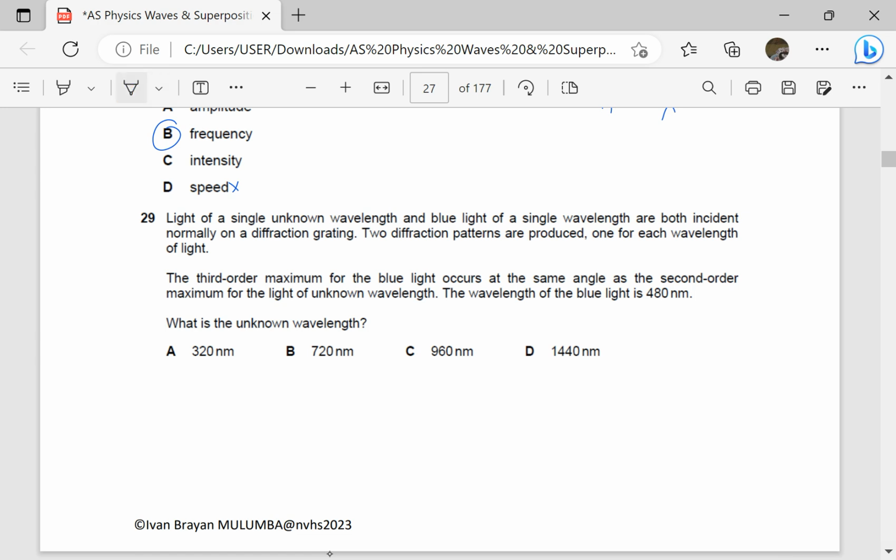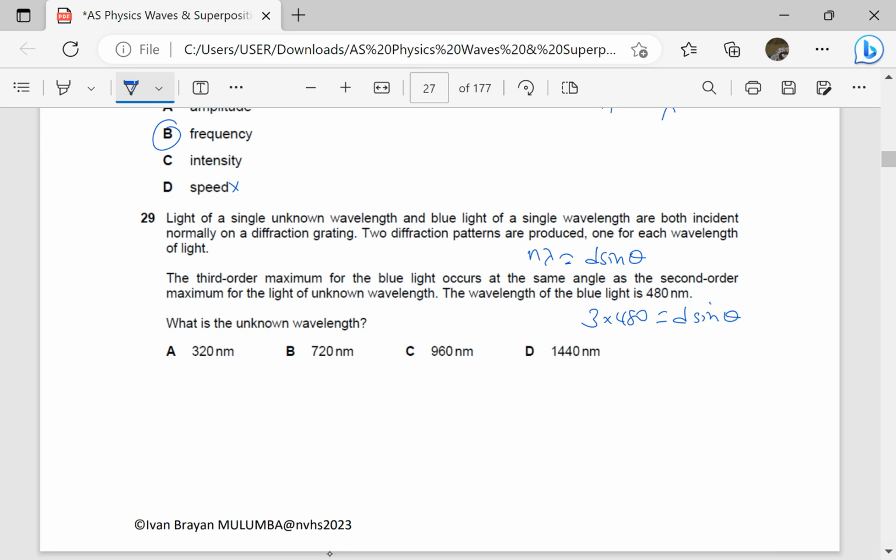For a diffraction grating, n lambda is equal to d sine theta. The third order maximum for blue light, so for blue, n is 3. Then the wavelength has been given as 480 nm, equal to d, which is the same because they are passing through the same grating, times sine of theta.